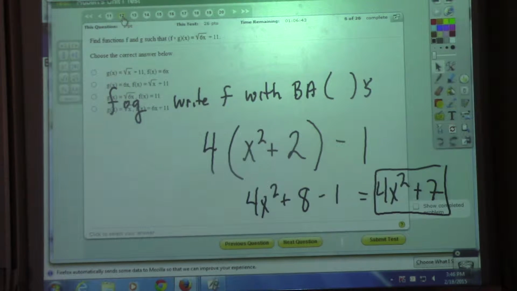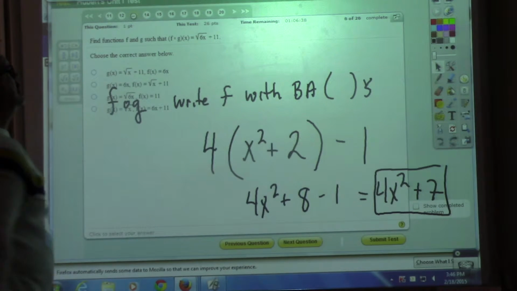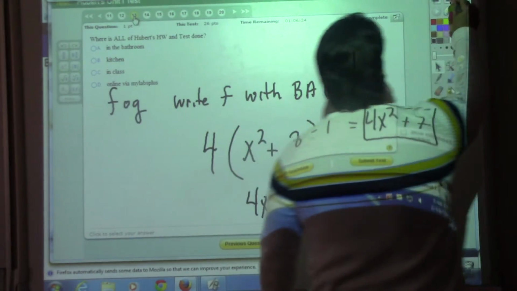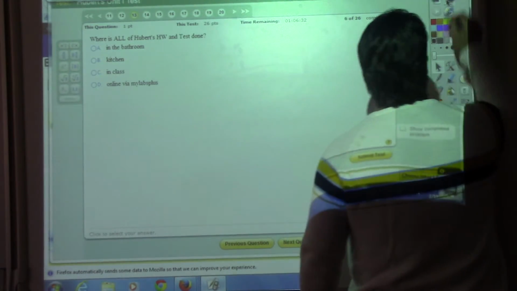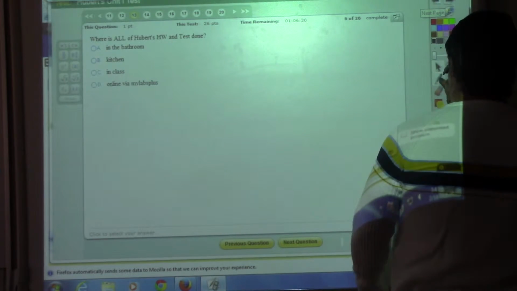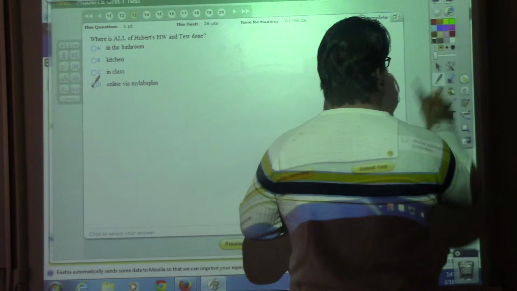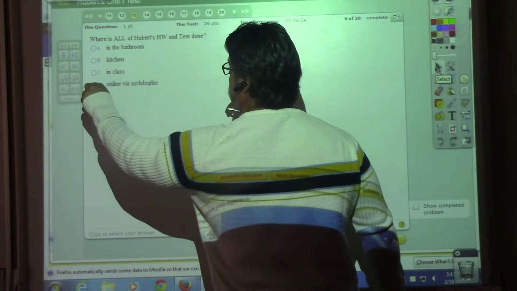Find functions f and g such that... I ain't going to give you that one. Where's all of Hubert's test and homework done? In the kitchen. And that's a good answer. Which one? Online.